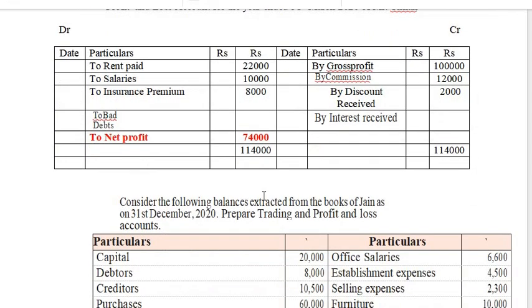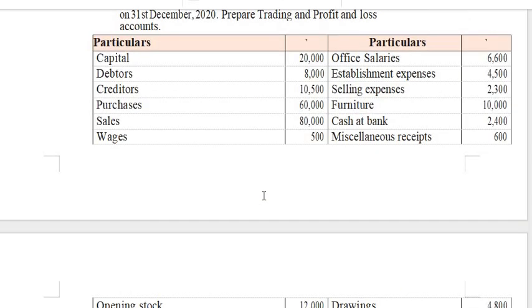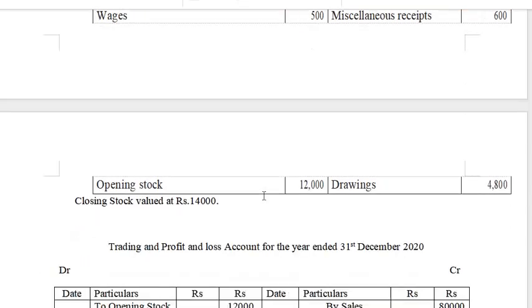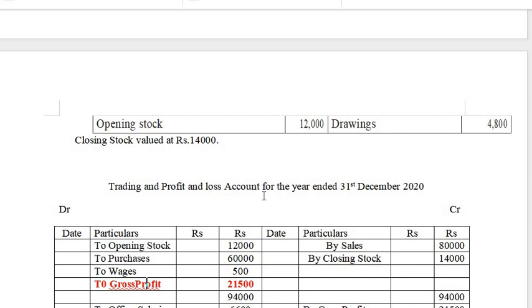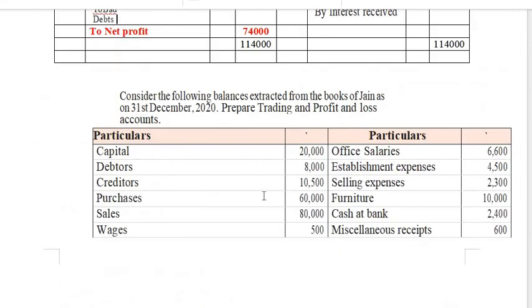The next one, I'm going to see the trading account, P&L account and balance sheet. I just solved this problem. I explained this question: consider the following balance extract from the books of Jain as on 31st December 2020, prepare trading and profit and loss account. They are given various information. Capital is a liability, debtor is an asset, creditor is a liability, purchase is an expense. That is, this expense you have to consider in the trading account.